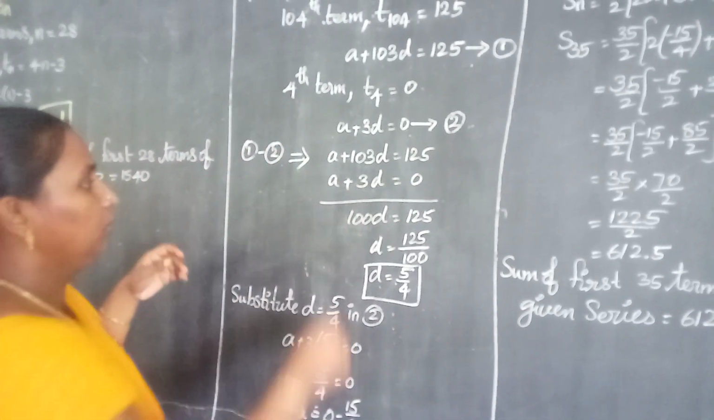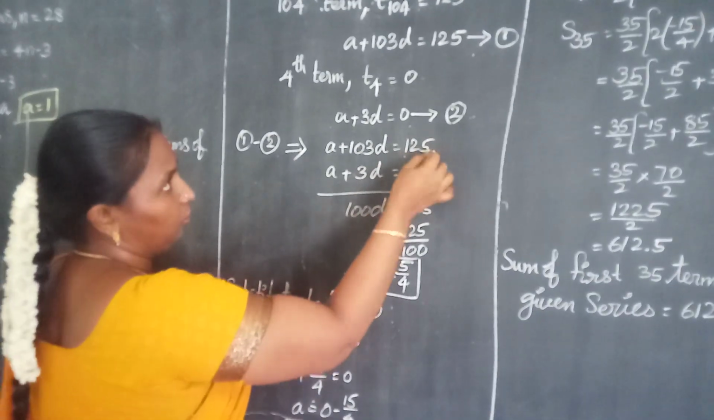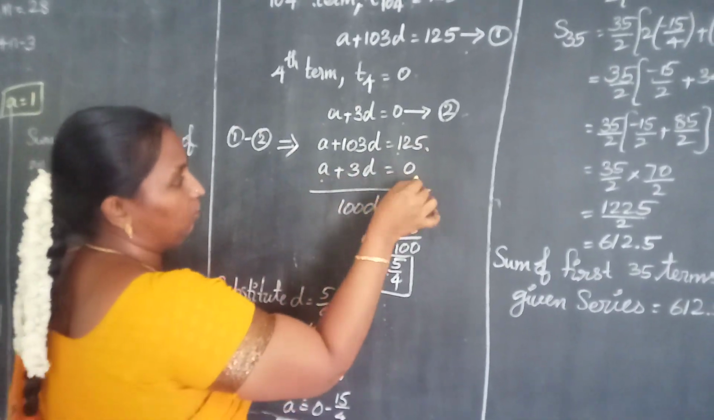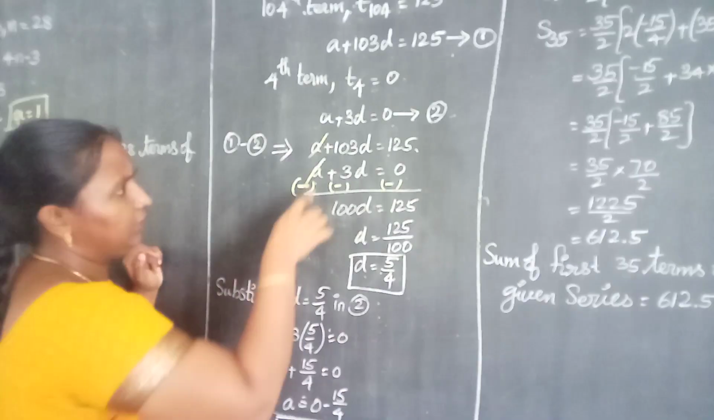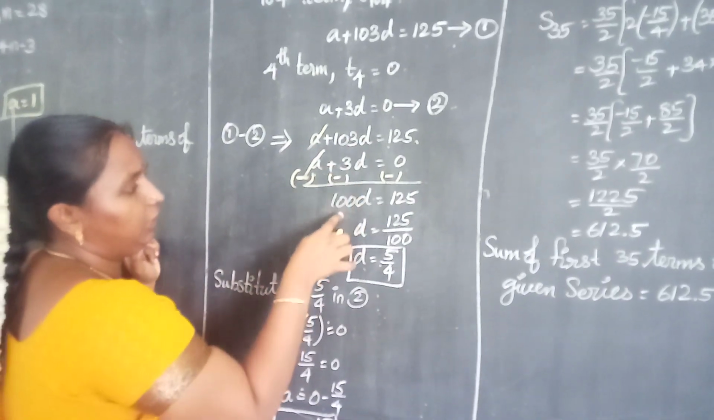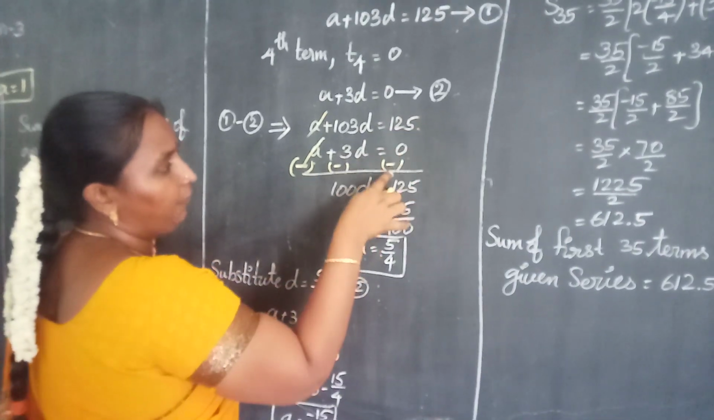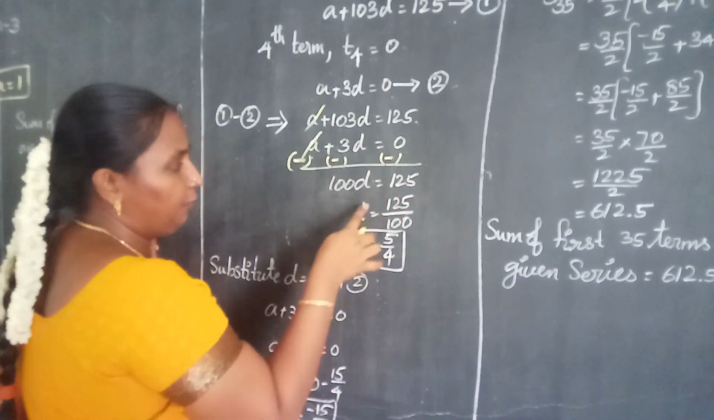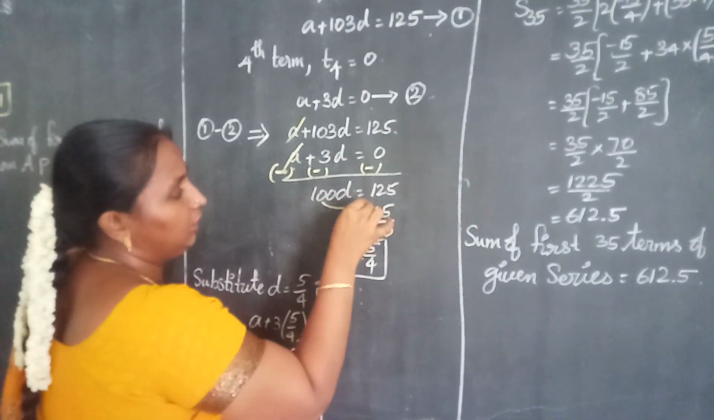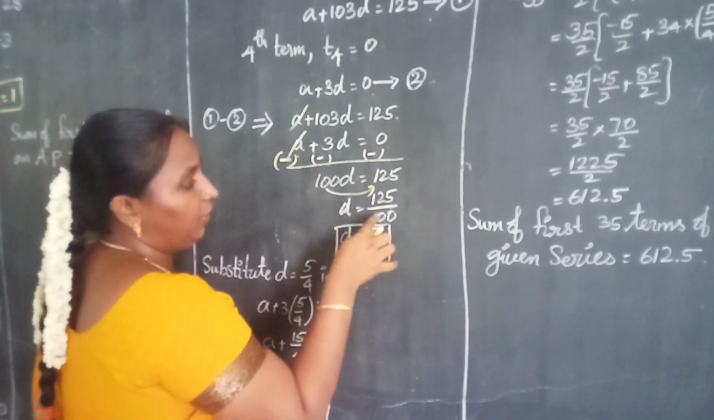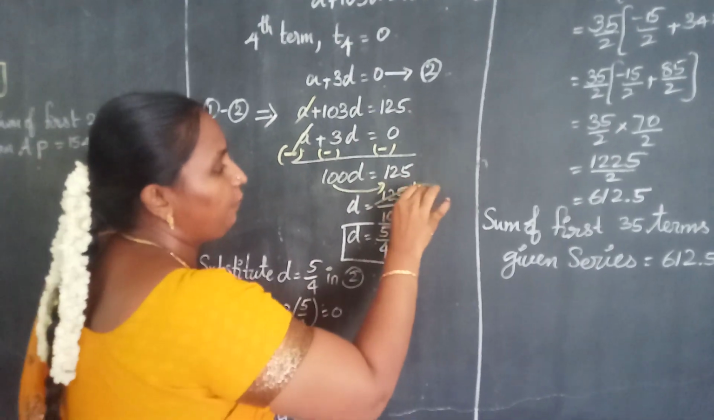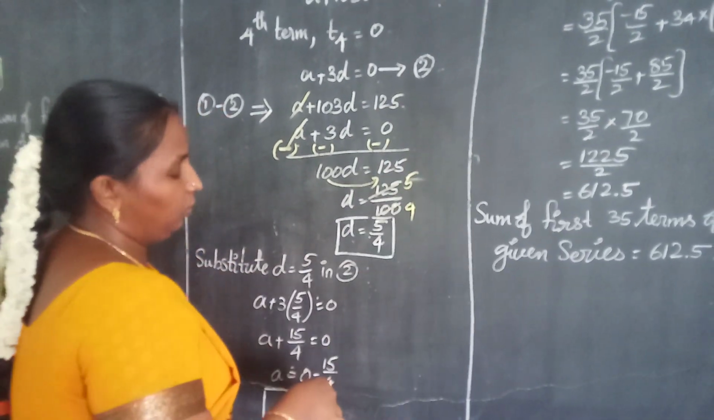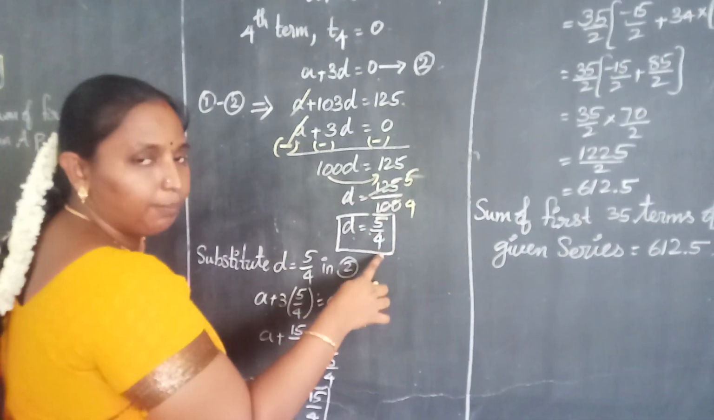So we are going to use the elimination method. 1 minus 2. So A plus 103d equal to 125, A plus 3d equal to 0. Subtract now. A will get cancelled. 103d minus 3d will get 100d. 125 minus 0 you will get 125 only. So D equal to, send this 100 to the RHS, 125 by 100. In 25 directly you can cancel: 25 5s are 125, 25 4s are 100. So D value will get 5 by 4.